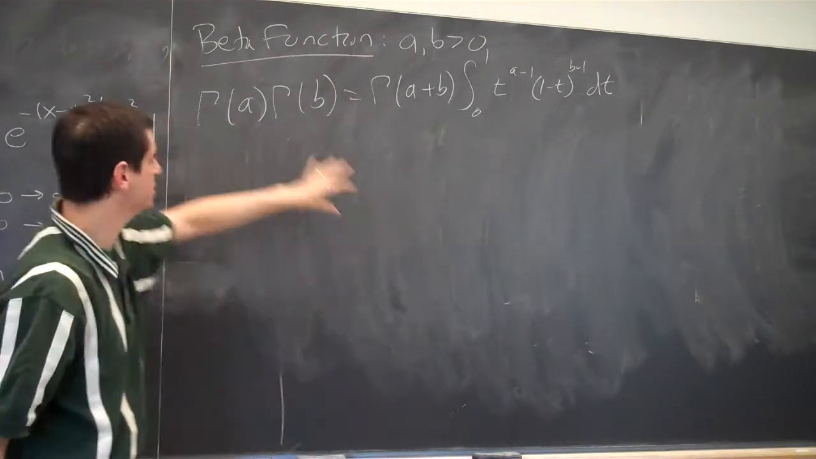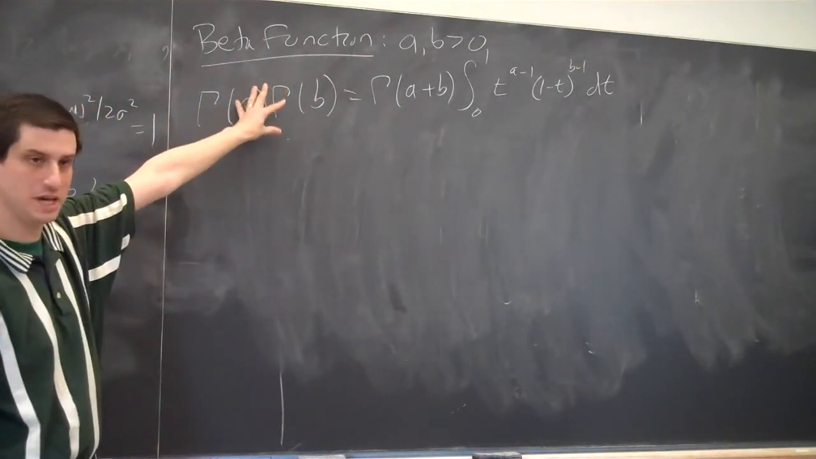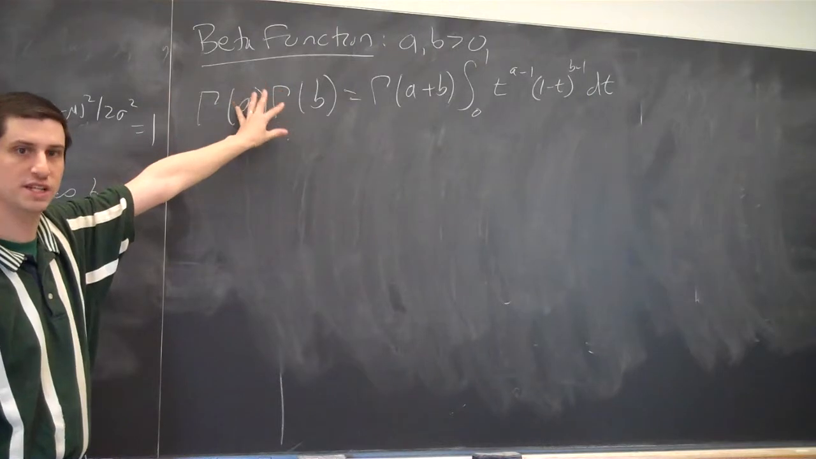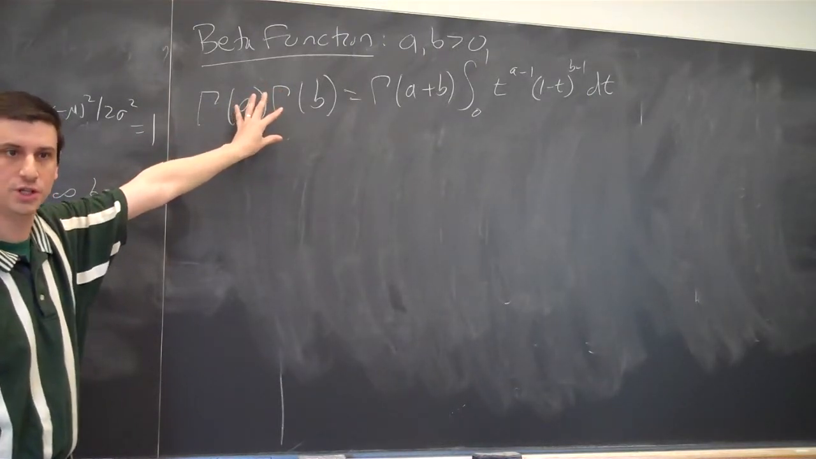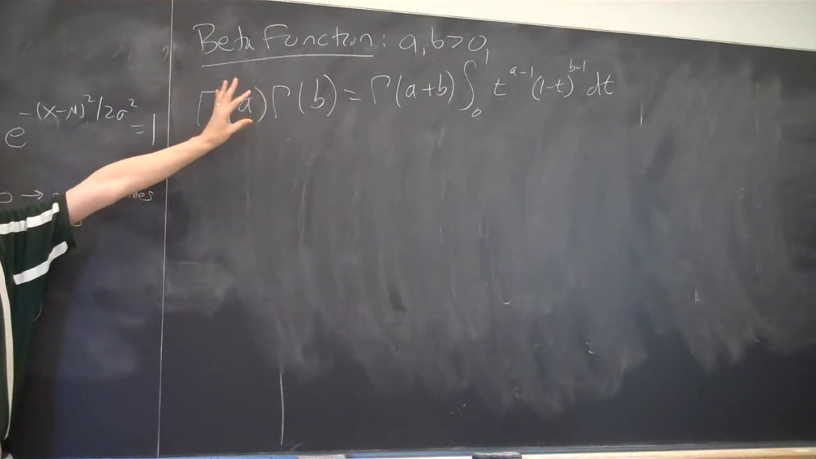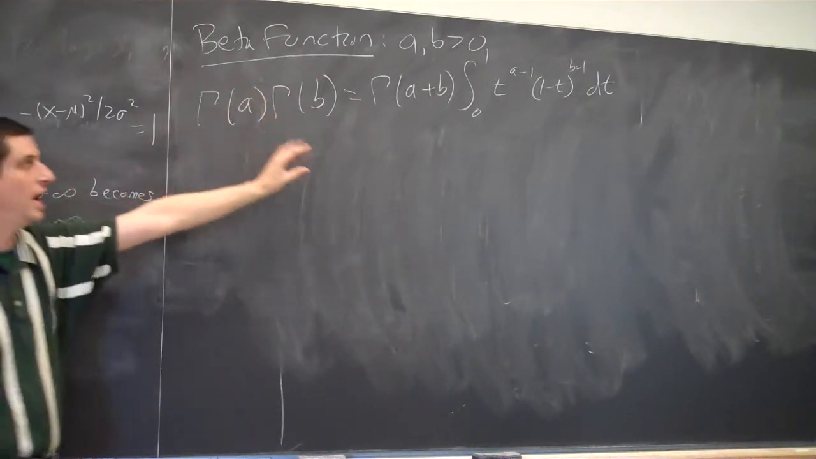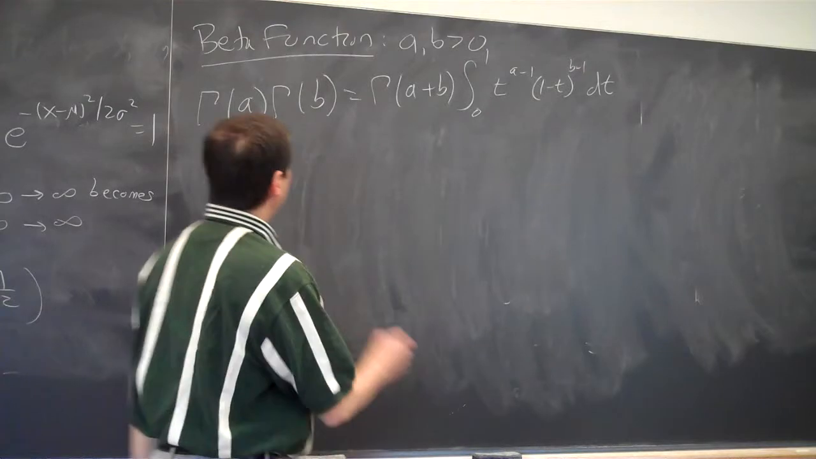Another way of interpreting this is, if I divide both sides by gamma a times gamma b, what does the left-hand side equal? So if I divide by gamma a, gamma b, the left-hand side is just 1. I get a probability density. I get a beta distribution.